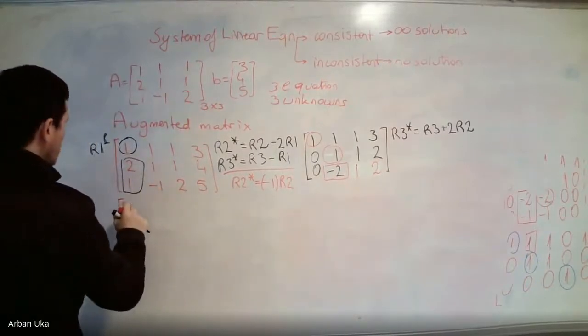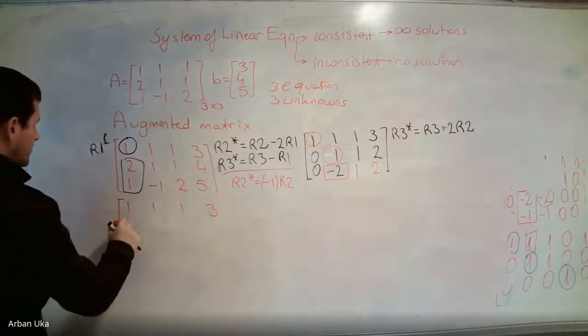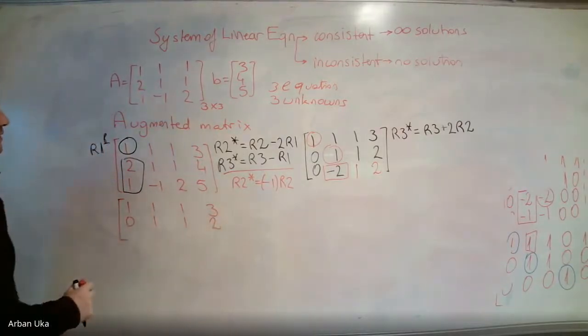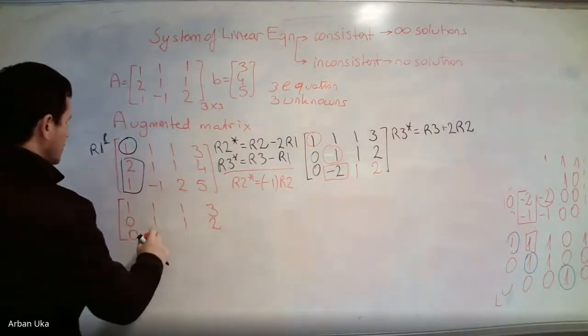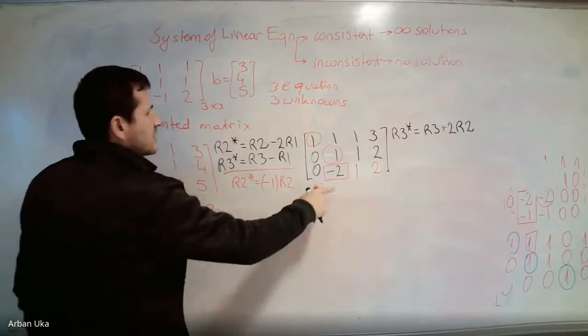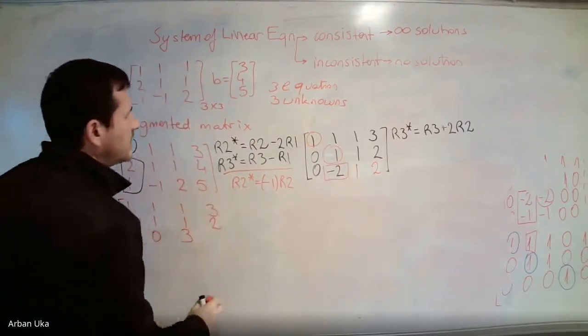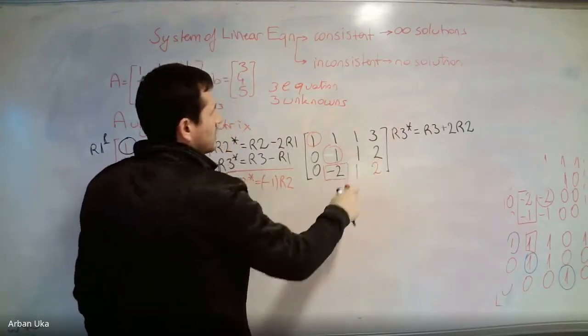We can get 1, 1, 1, 3. We have 0, 1, 1, 2. And then we have row 3 plus 2 row 2. Okay, so this is 0: minus 2 plus 2, 0. This is 1 plus 2, 3. And this is 2 plus twice this 1, 6.